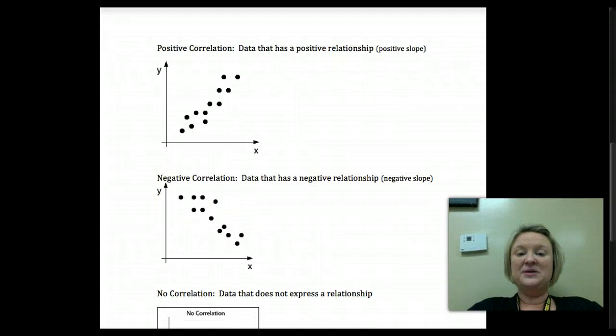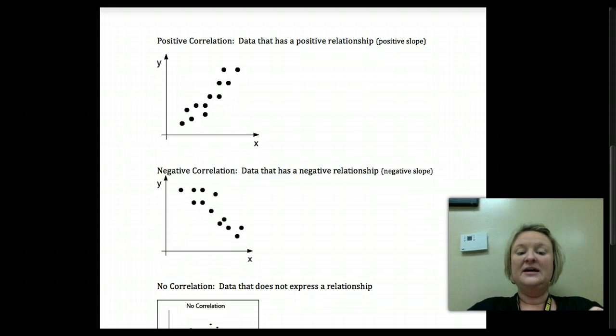If the relationship exists and there is a positive correlation, then your x and y axis will look like the positive correlation picture. It'll have positive slope. If there's a negative correlation, it will have negative slope. This means if it's a negative correlation, as the x increases, the y values decrease.